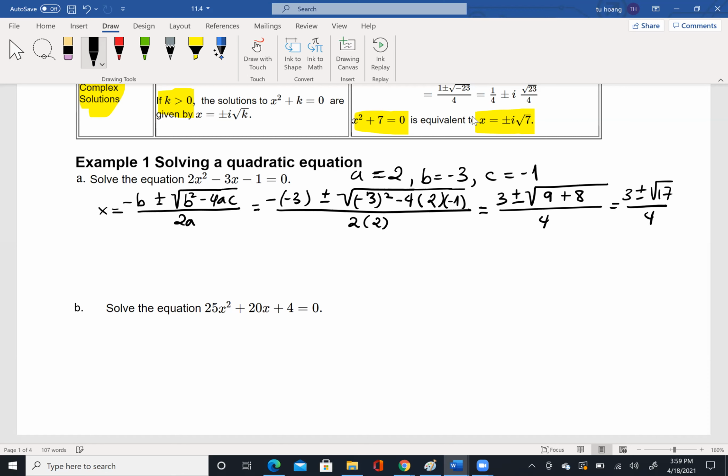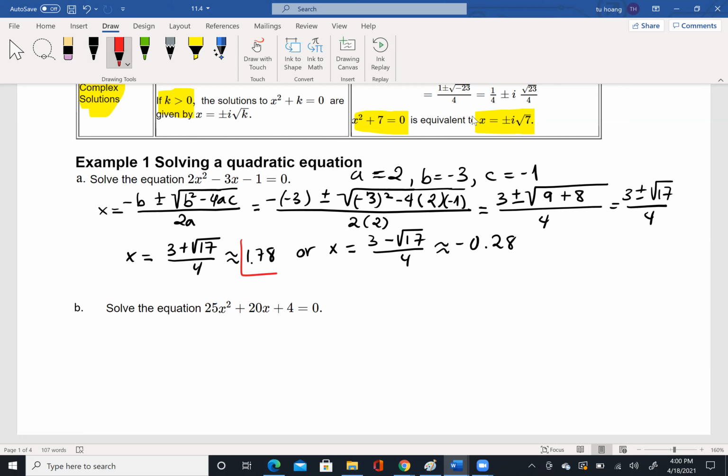Right? So in this case, you can have two cases. x equal to 3 plus square root of 17 over 4, which equals 1.78. Or x can be rewritten as 3 minus square root of 17 over 4, which can be rewritten as negative 0.28. Okay, so those are the solutions of this quadratic equation.